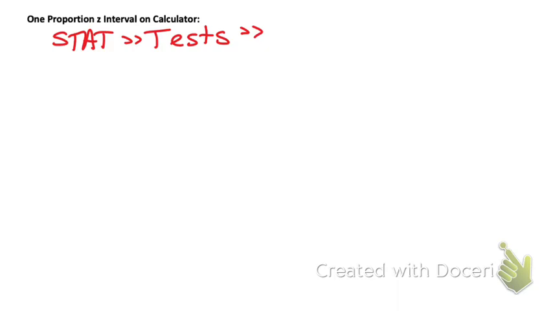They are not in order, however, on your calculator. The first one that we are going to learn is A, which is the 1 prop Z interval. That stands for one sample. So we're going to take one sample out of the population. We're going to construct a proportion interval. We're estimating a population proportion. We're going to use a Z star critical value, and we're making an interval of possible values.